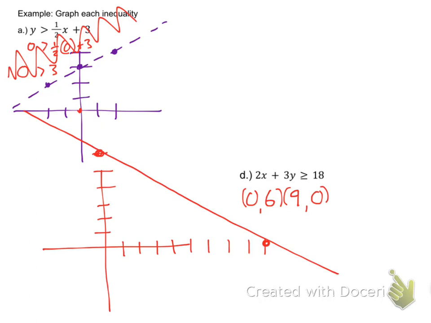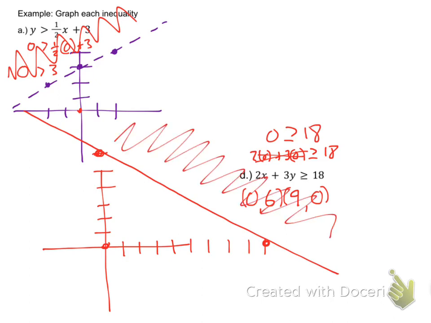And here's the cool thing, I'm going to test that 0, 0 again. And the really cool thing about 0, 0 in this case is that this is 2 times 0 plus 3 times 0 is greater than or equal to 18. This whole entire side is just going to go to 0. And is 0 greater than or equal to 18? And you would absolutely say, absolutely not. So therefore, I have to shade away the side that does not include the 0, 0. So any point out here is a solution to these guys.